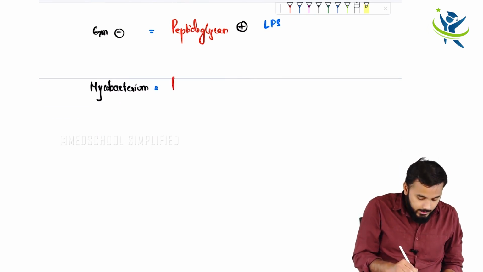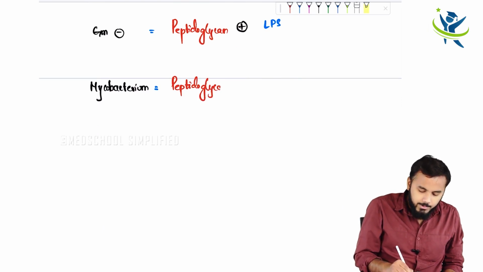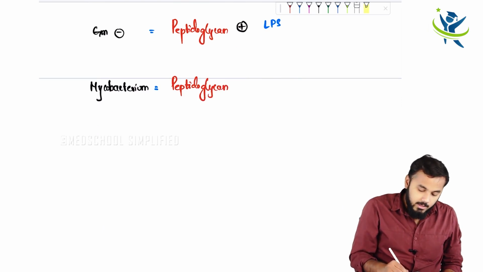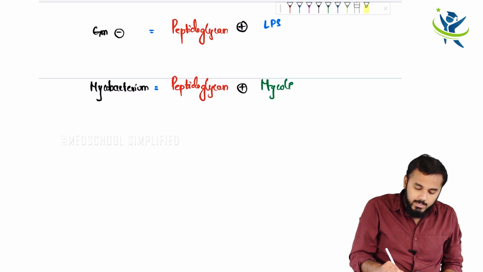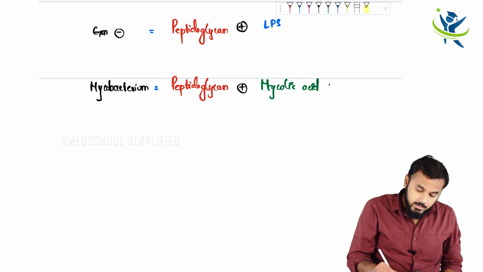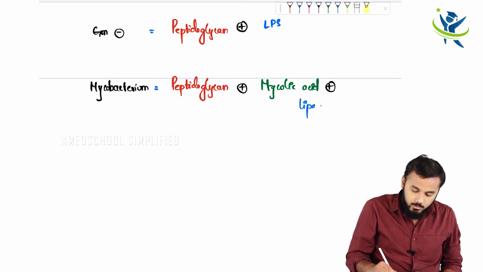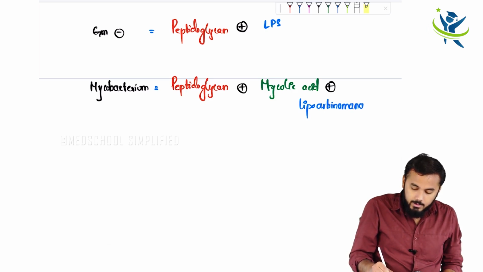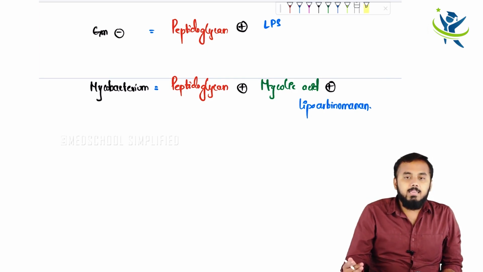What does mycobacterium consist of? Mycobacterium again has peptidoglycan. So I think peptidoglycan is basic for everything, right? Peptidoglycan plus it has also got mycolic acid. Next, it has also got a third component, that is lipoarabinomannan. Right?